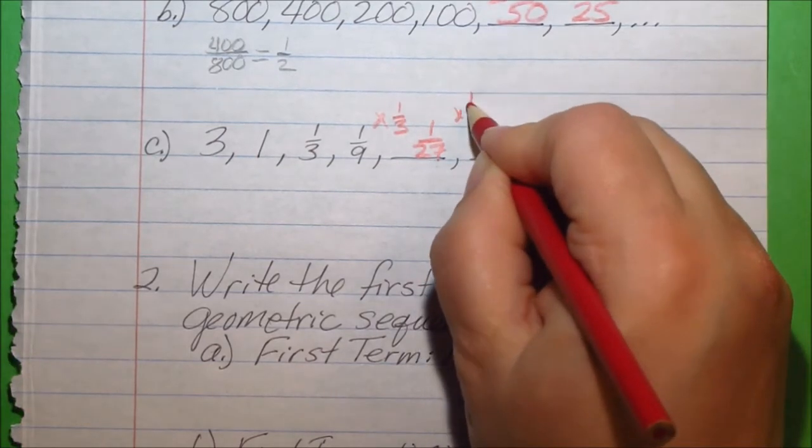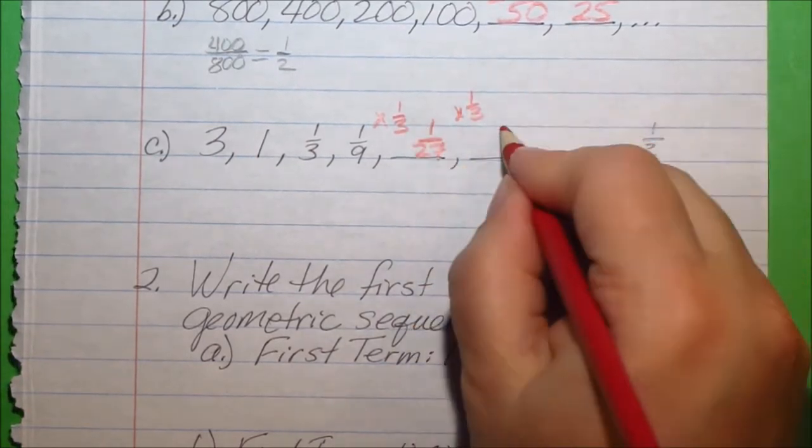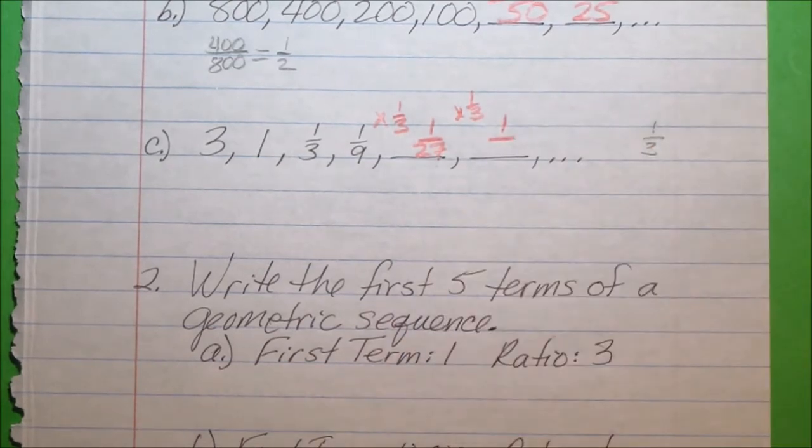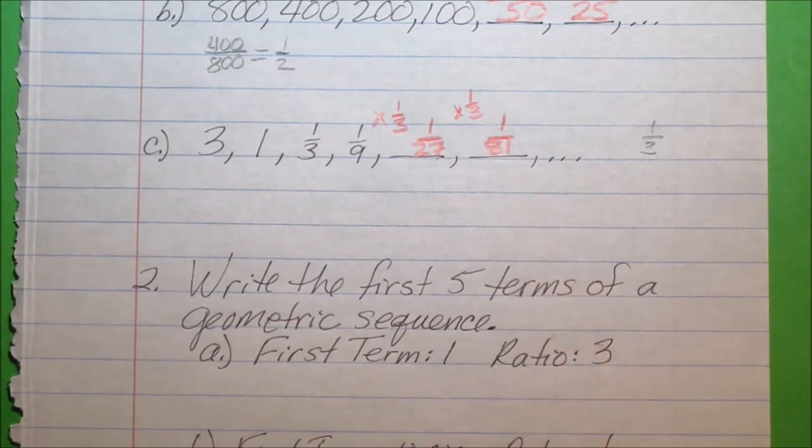So times 1/3 again, right? 1 times 1 is 1. And 3 times 27 is 81. So there's my next term. Done.